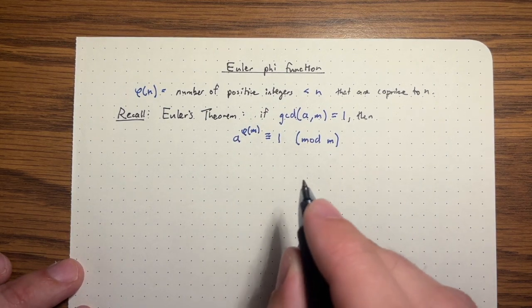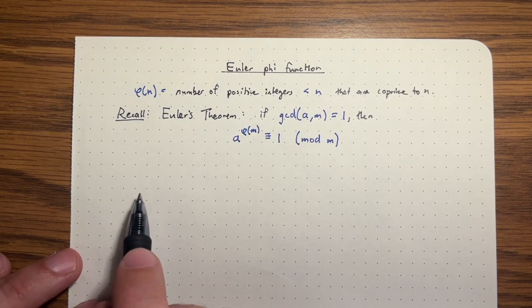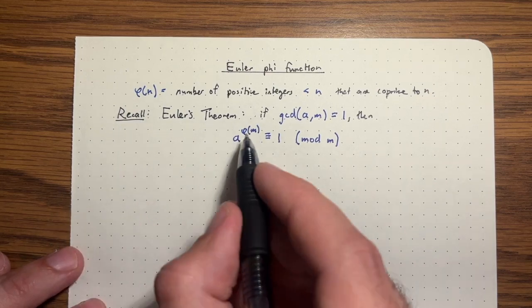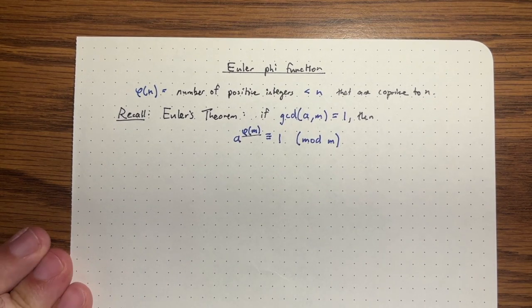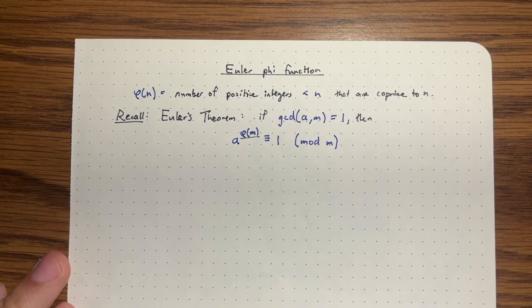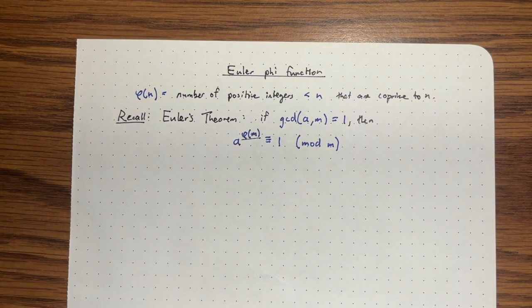Okay. So in this lecture, we're going to investigate this function a bit closer. We're going to discover how to compute it and some properties of this function phi of m. It's a very important function in number theory.